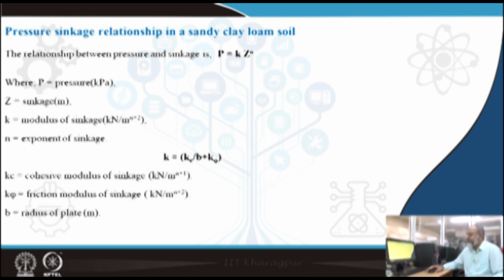Now modulus of sinkage is again divided into two parts. The first part is your cohesive modulus of sinkage, which is Kc, and the second part is your frictional modulus of sinkage, K phi. The cohesive modulus of sinkage is dependent on the plate dimension, and K phi is independent of the plate dimension, that means the loading area. The n represents the soil characteristics, whereas K represents both soil as well as the loading area characteristics.